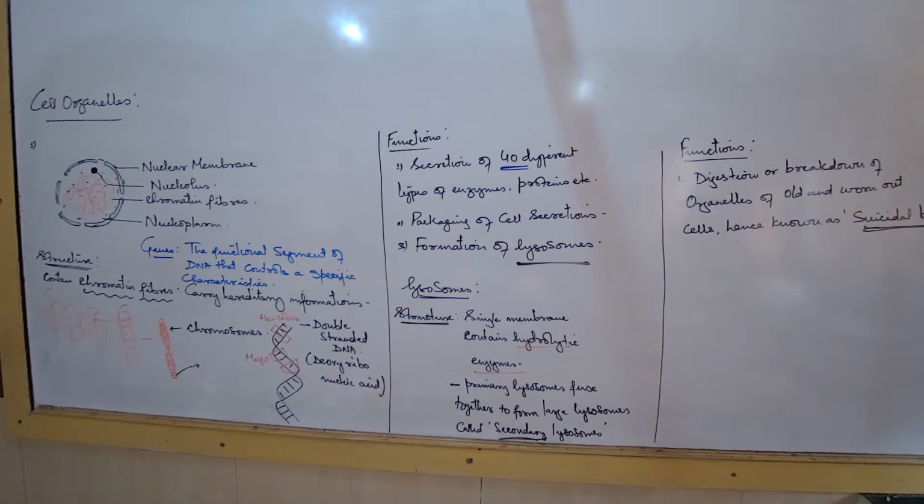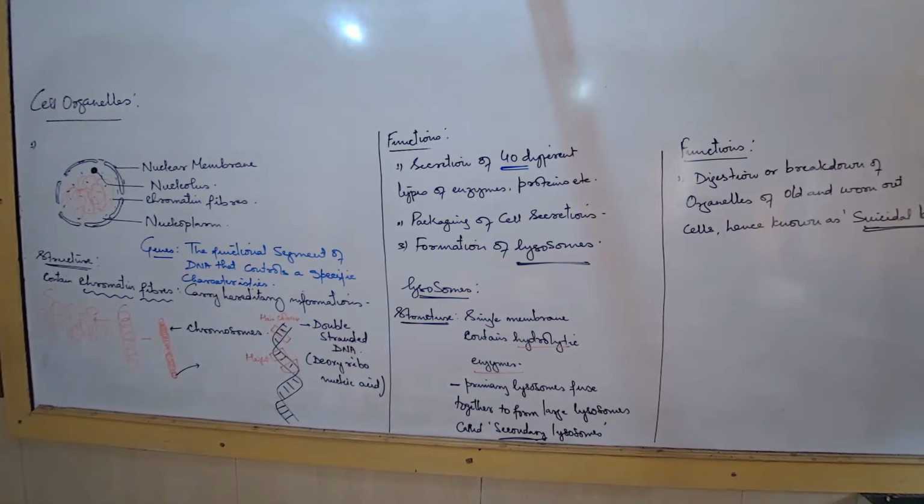Why? Because so many organelles we have already studied, no? What are the organelles we have come across? Mitochondria, endoplasmic reticulum, lysosomes. Now, all these organelles so far, whatever you have studied, are under the control of the nucleus. The nucleus will give commands on what type of functions, what type of proteins, what type of enzymes to produce.